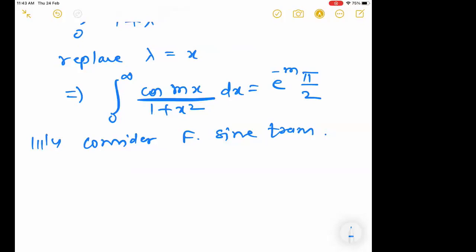Roshna madam, please mute yourself. Ranjit Patil sir, he is not responding.